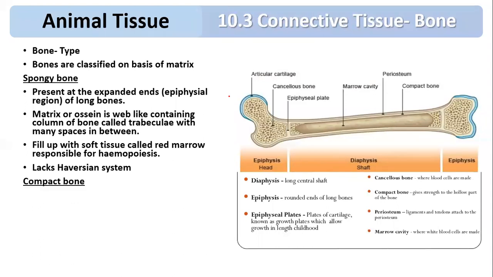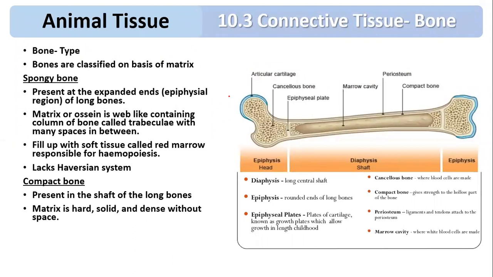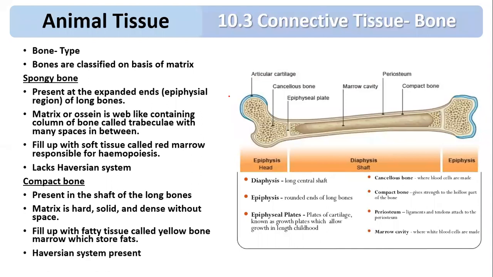In the case of compact bone, that is diaphysis, present in the shaft of the long bone, its matrix is hard, solid, and dense without space, because here a characteristic called the Haversian system can be seen. Always remember, the Haversian system is a characteristic of mammalian bone. It is filled with fatty tissue called yellow bone marrow, which stores fat, and the Haversian system is present in compact bone. So these all are the types of bone.